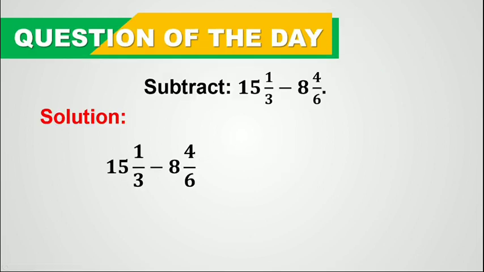Now this time, let's go back to our question of the day. Let's subtract 15 and 1/3 by 8 and 4/6. Now, as what you can see on the screen, the fractional parts of these two mixed numbers are dissimilar fractions, right? Because they have different denominators. And you also have to take note that if we're going to simplify 4/6, this becomes 2/3, which is greater than the fractional part of this mixed number.